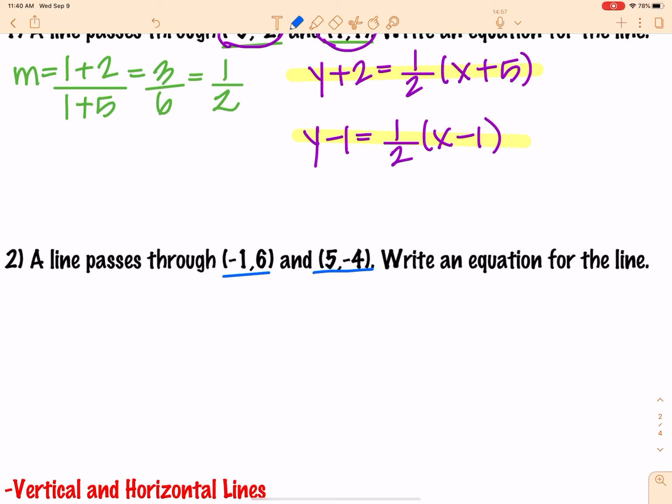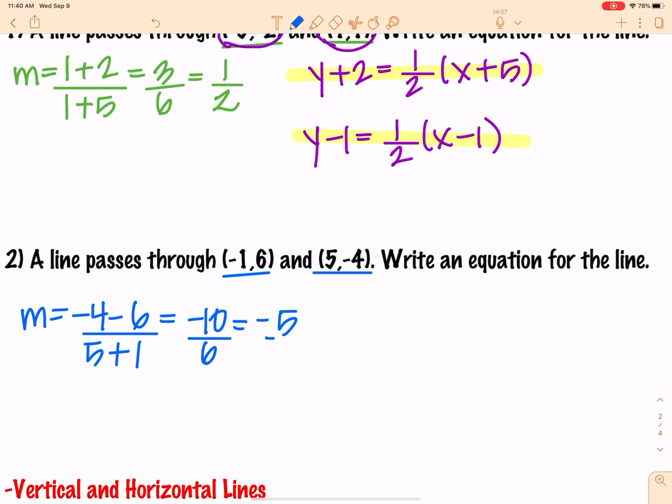So you're just going to use the slope formula to find the slope. So you subtract the y's on top and subtract the x's on the bottom, which becomes a positive. So negative 10 over 6, which is negative 5/3. And then you just have to use this and pick one point.